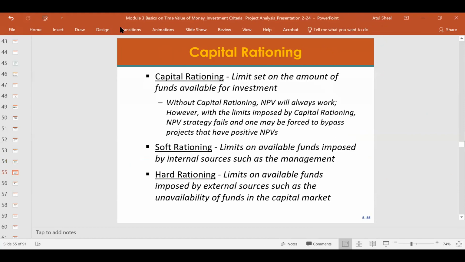So, some more concepts here, because sometimes for a company, the funds are limited. You have only so much budget. You can't spend more, right? A limit is set on the amount of funds available for your investment. You don't have unlimited fund. That is called capital rationing. Capital rationing simply means limit set on the amount of funds available for your investment. Without capital rationing, the net present value will always work, without any doubt it will work all the time. But if you have limited funds, then you might have to give up some high NPV projects because you don't have the right amount of initial investment.